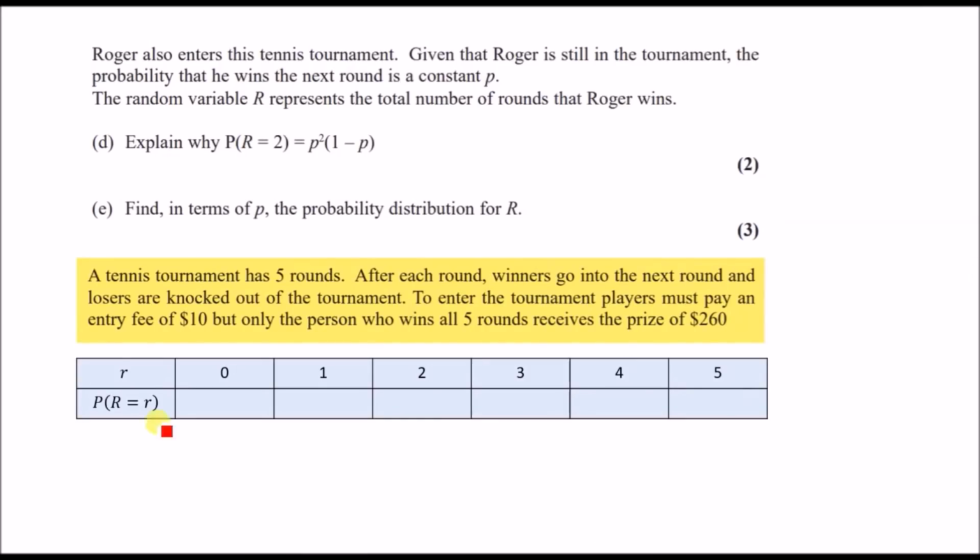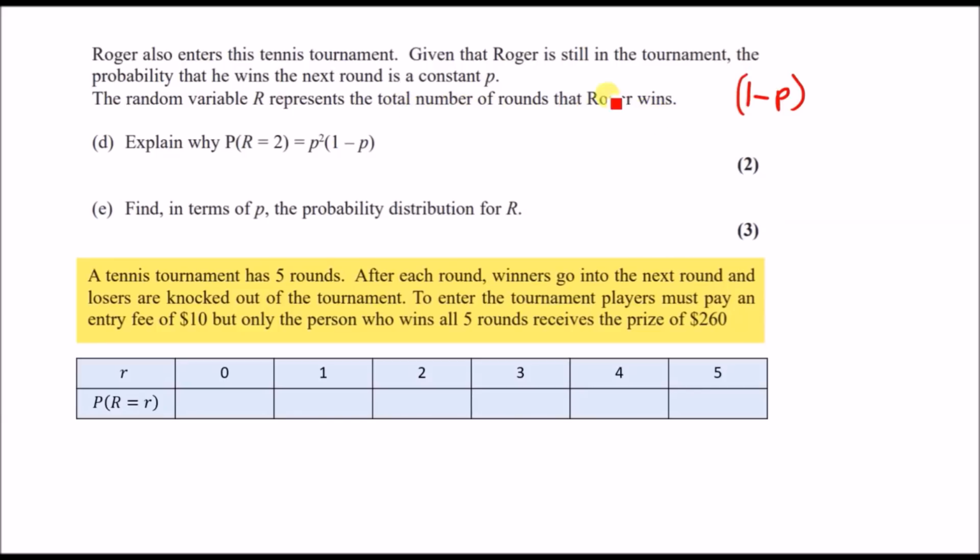All right, here we go. Second part of question 6. Now Roger also enters this tournament. Given that Roger is still in the tournament, the probability that he wins the next round is a constant p. So that means the probability of him winning is p. Probability of him losing must be 1 minus p. So think of it that way. p and 1 minus p gives you a whole 1. Now the random variable R represents the total number of rounds that Roger wins.